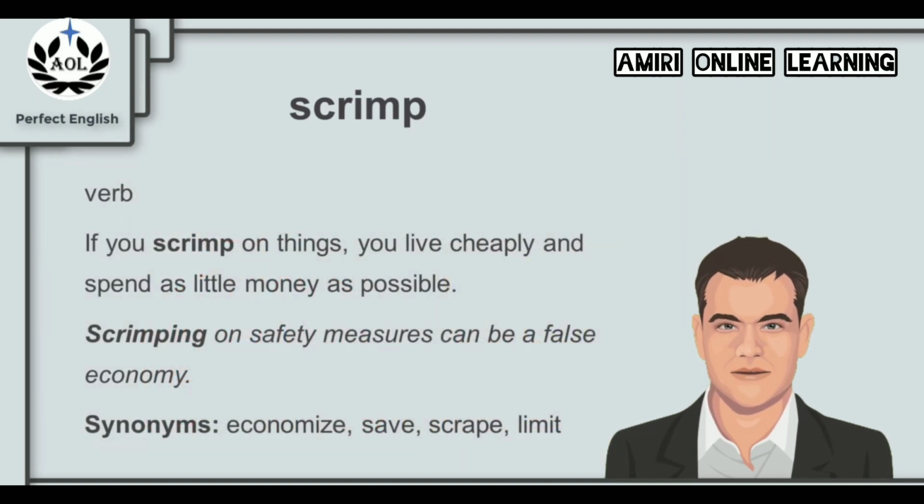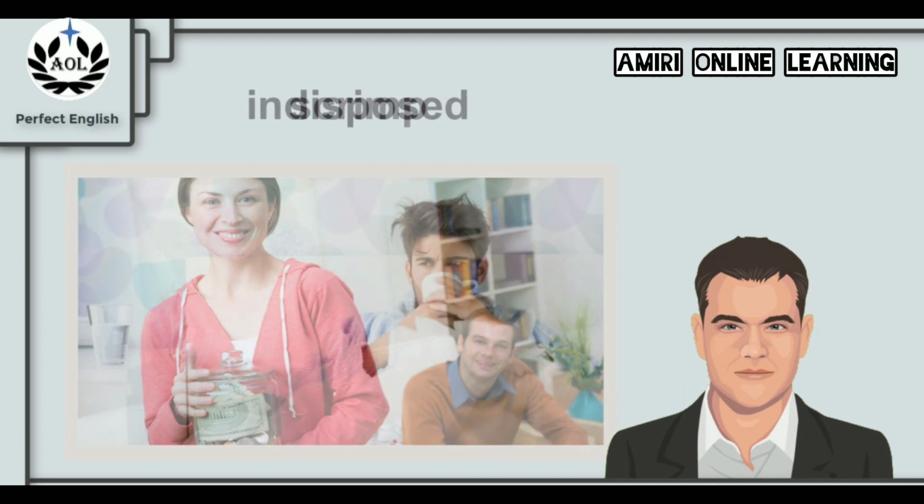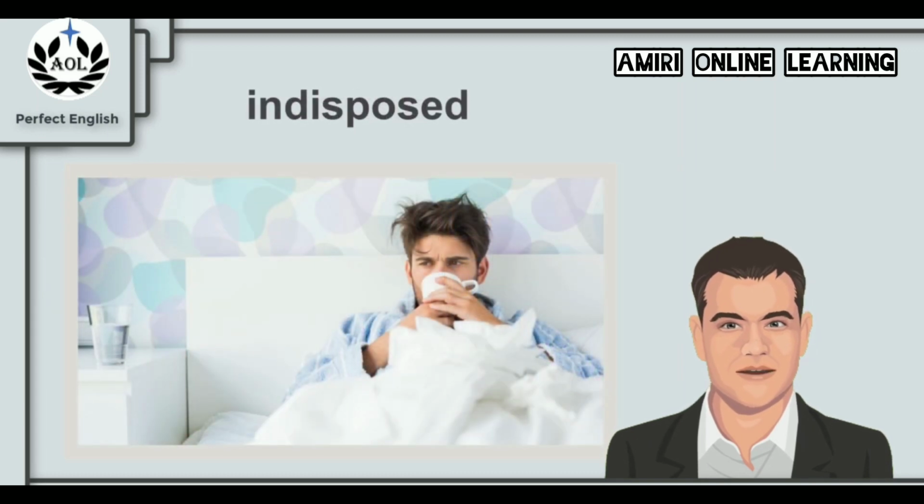If you scrimp on things, you live cheaply and spend as little money as possible. For example, scrimping on safety measures can be a false economy, because if you save on safety measures, you might pay a lot more in the long run if bad things happen. And synonyms for scrimp are the words economize, save, scrape, and limit. So the next time you remember this picture of this lady and the man saving money, remember the word scrimp and what it means. And now let's move to the next key word, indisposed.